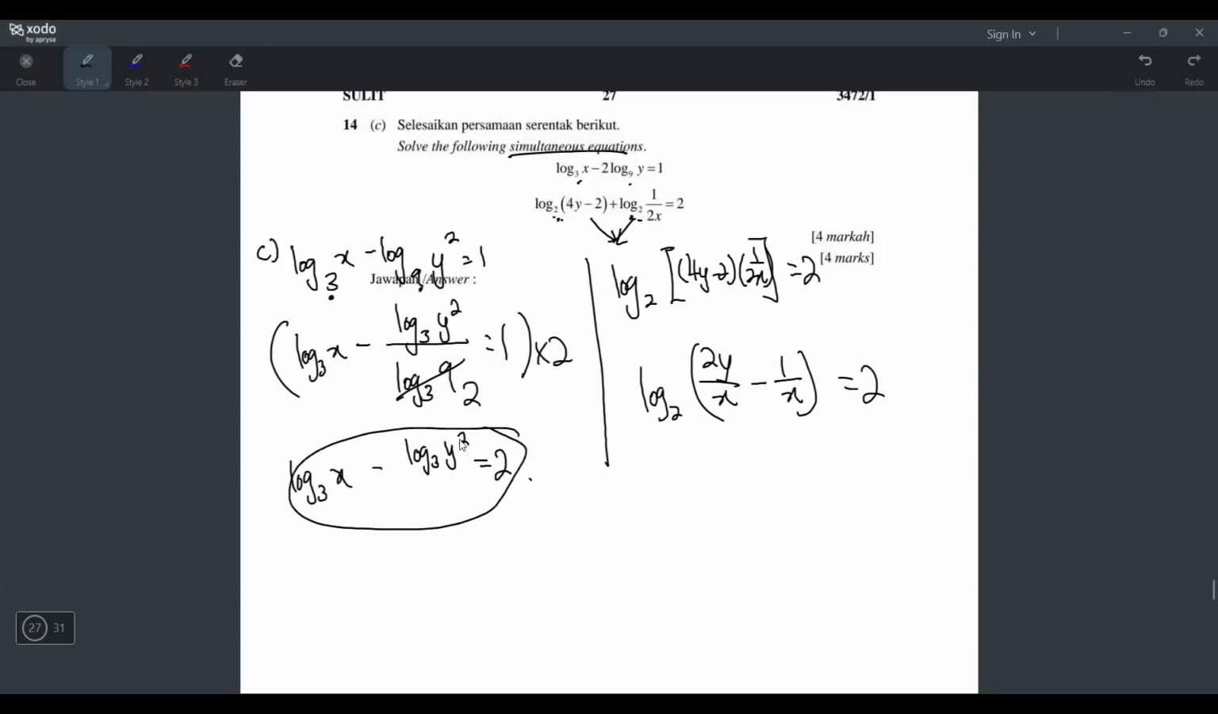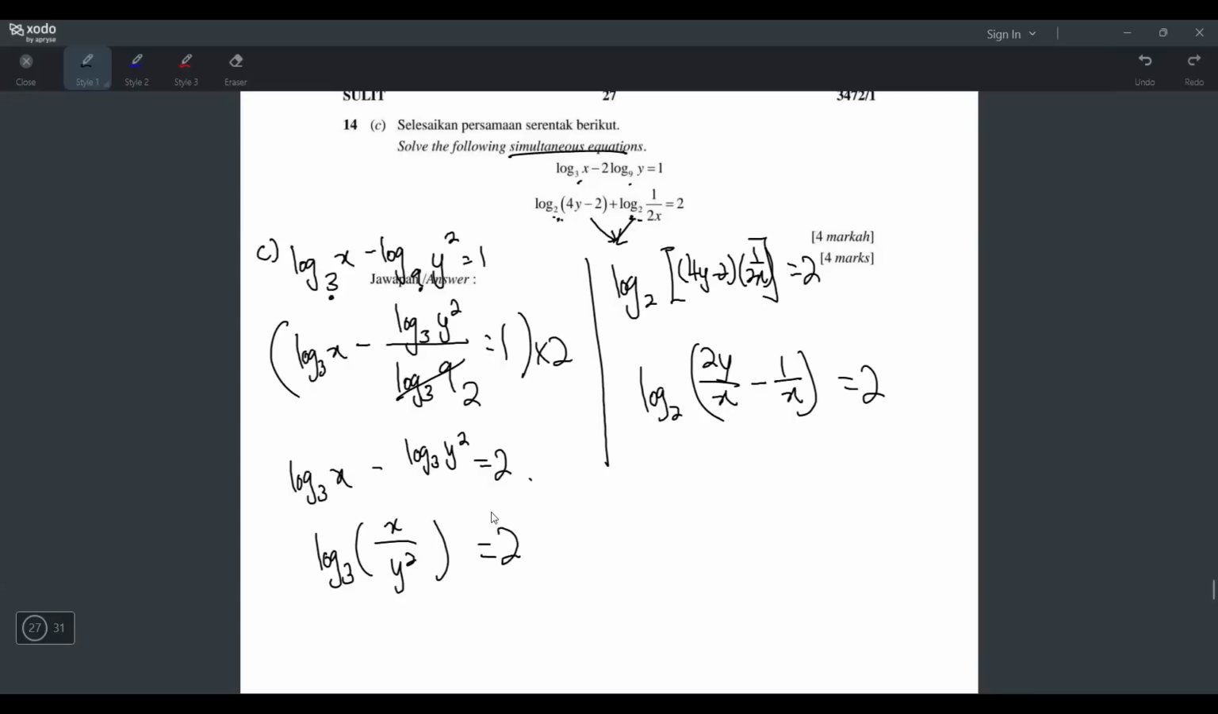Okay, let's do the same for this one. Because this one we can also combine into a single log, because they are both the same base already. And then it's separate log minus. Separate log minus, you can combine into a single log divide. So who divides who? x divided by y square.